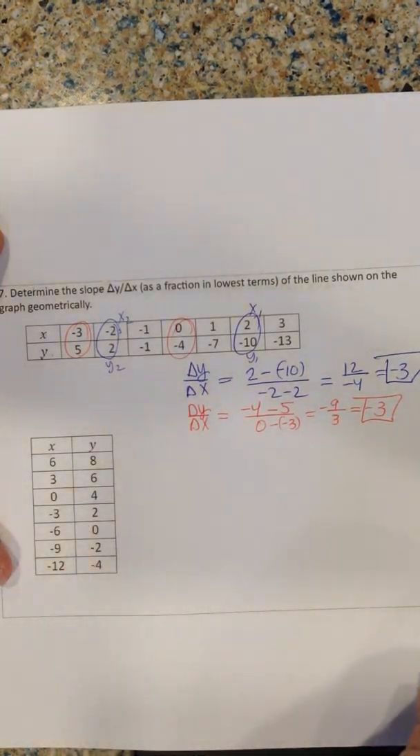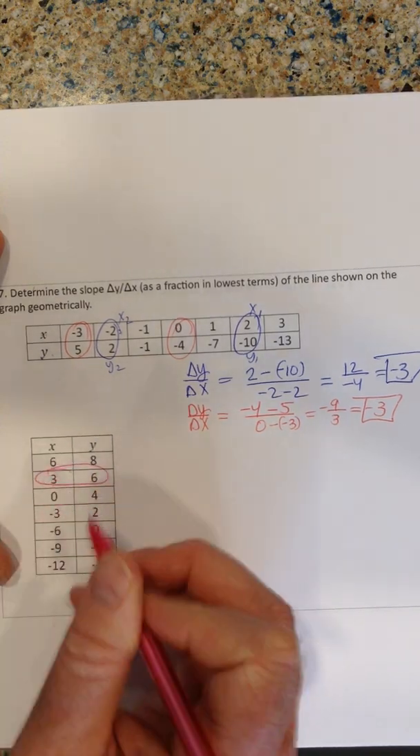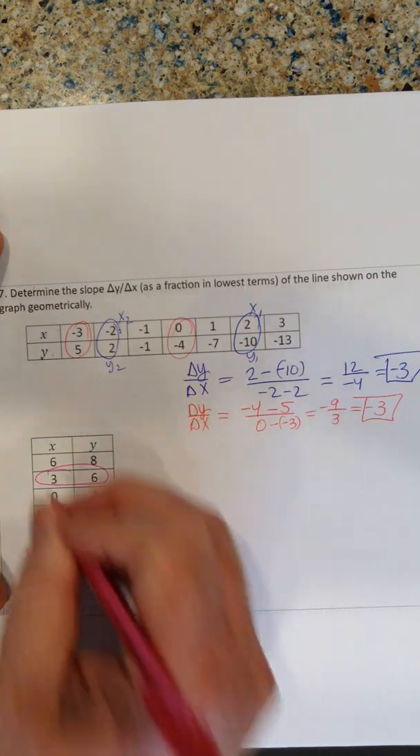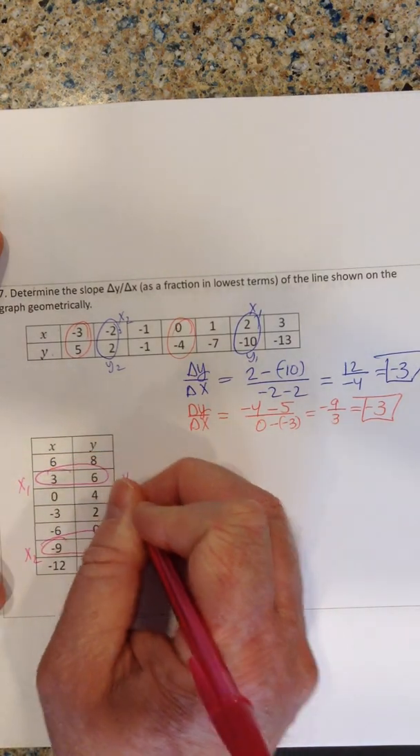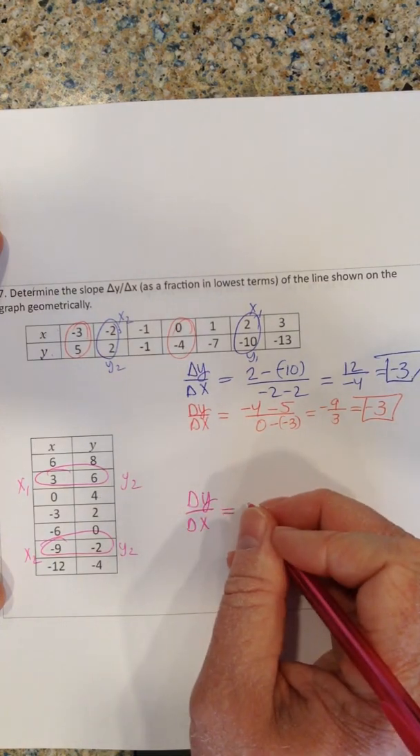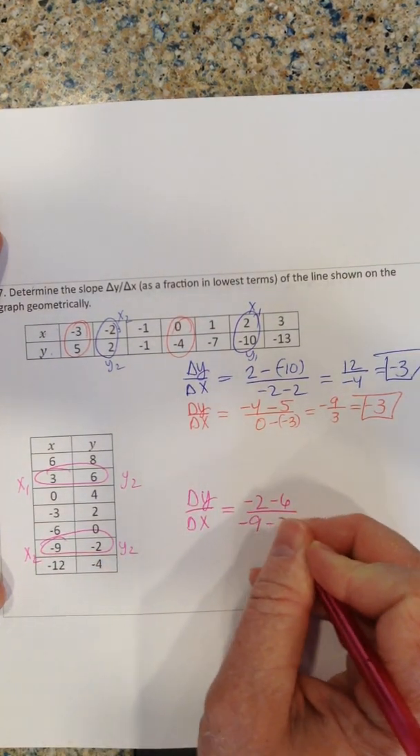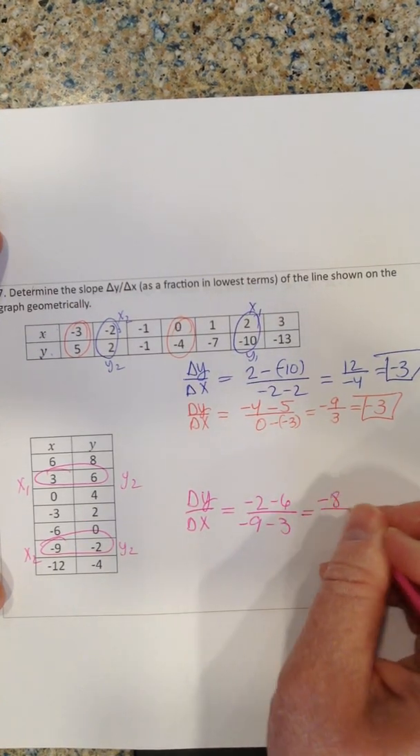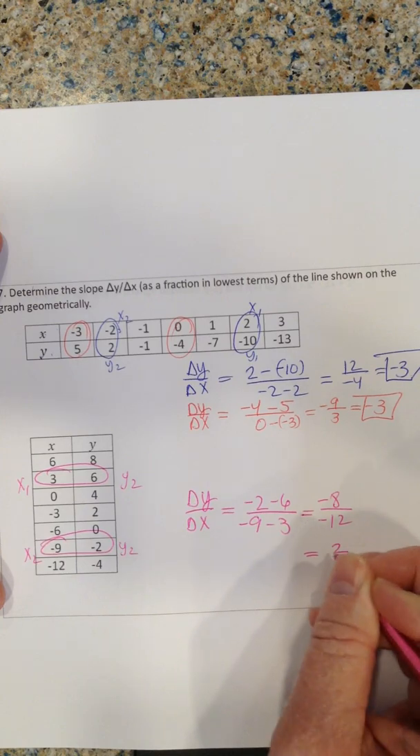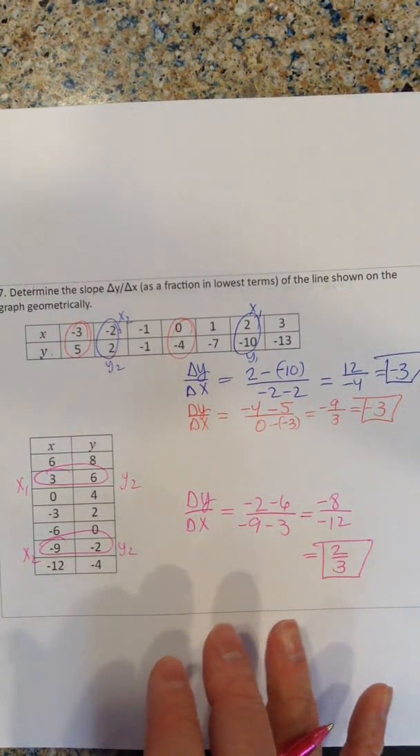All right, now again, different table. So let's say I take that point, and I go, that's x2, y2, and that's x1, y1. Well, the slope, change in y over change in x, could be negative 2 minus 6 over negative 9 minus 3. So I get negative 8 over negative 12, which is positive 2 over 3 when I reduce. Okay, so that's how you find slope.